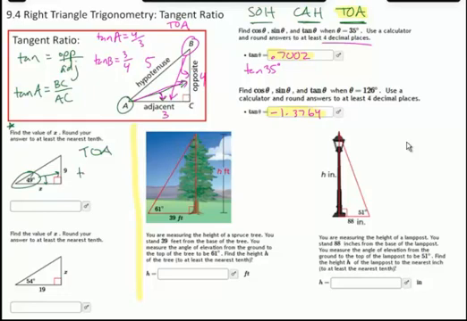So you'll set up the ratio tangent of 49 degrees is equal to the opposite leg 9 over the adjacent leg x, and that is your equation. The next thing you do to solve this equation, we need to first get x in the numerator, and then we need to isolate it completely.